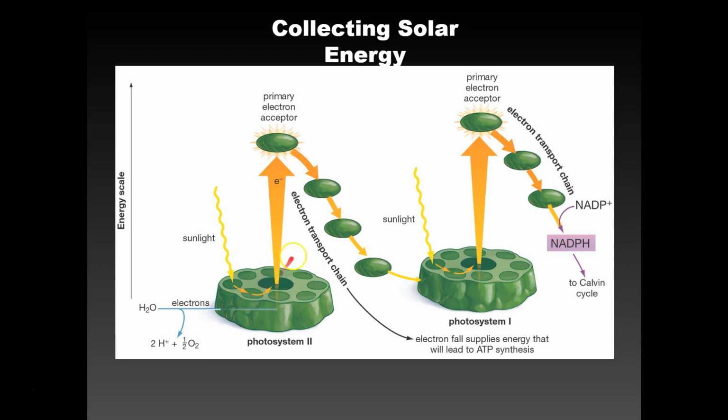So this electron is going to get excited. It's going to go to this primary electron acceptor, which is like a protein. You don't have to worry about what that is necessarily. It's going to fall back down the energy hill here, and then it's going to excite photosystem 1, which is going to kick off another electron. This hydrogen is going to be attached to NADP+, which is going to turn into this high energy NADPH, which is going to go to the Calvin cycle.